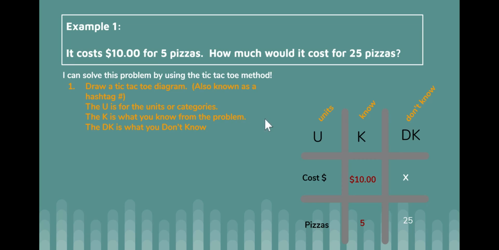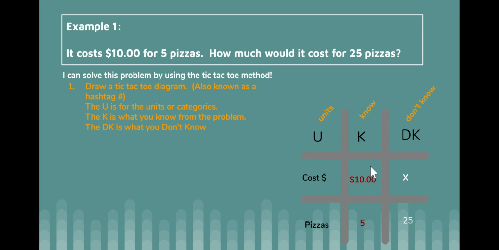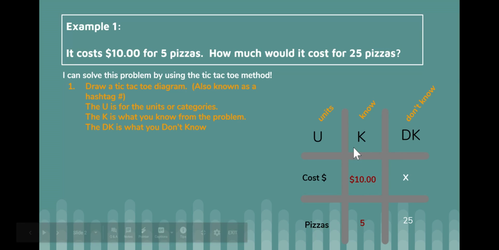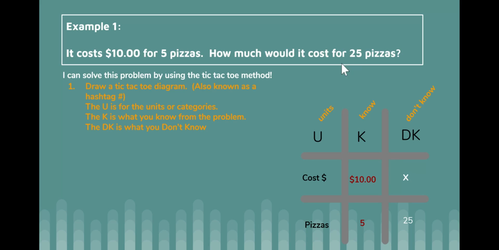The U is for the units or the categories that are given to me in my problem. The K is for what I actually know in my problem. This is what's in my word problem, right? The DK is what I don't know yet, and that is where my question is. So when I'm looking for my DK, I'm going to look at what my question asks me. What is missing and what does it give me to go by?